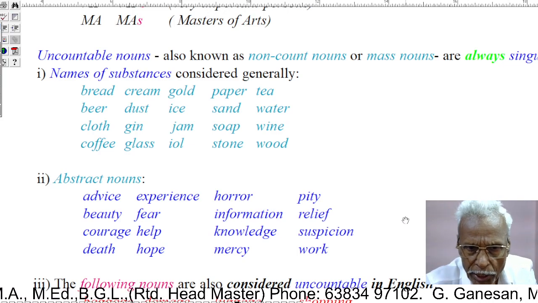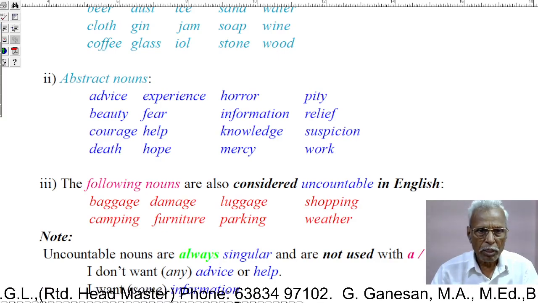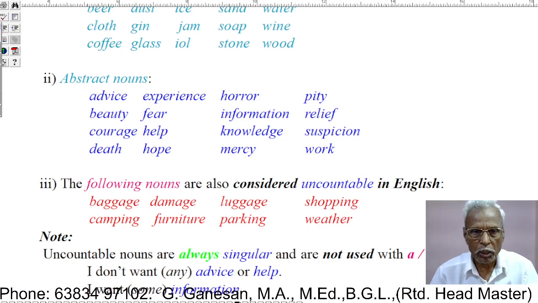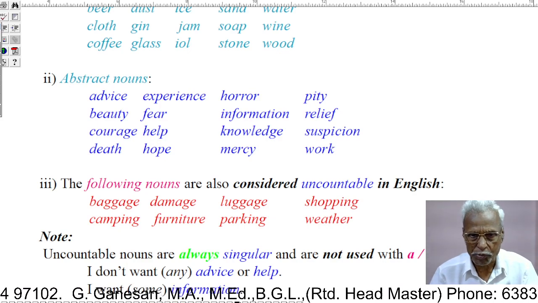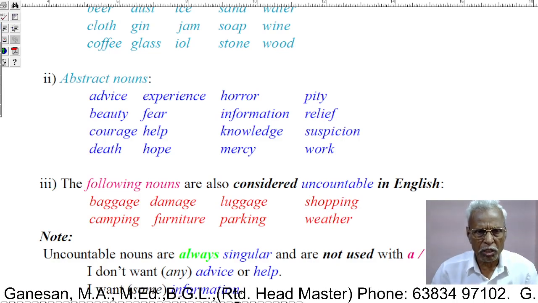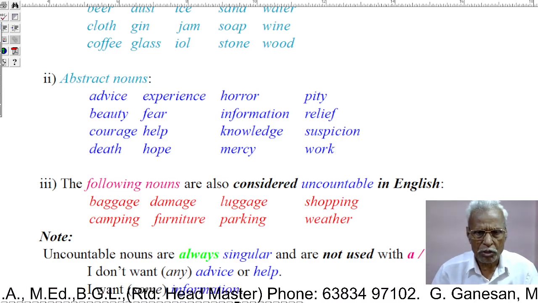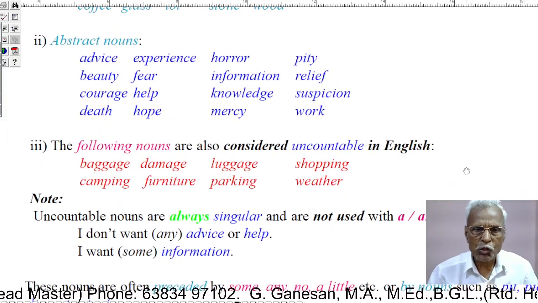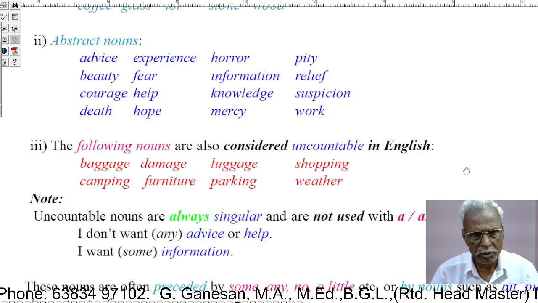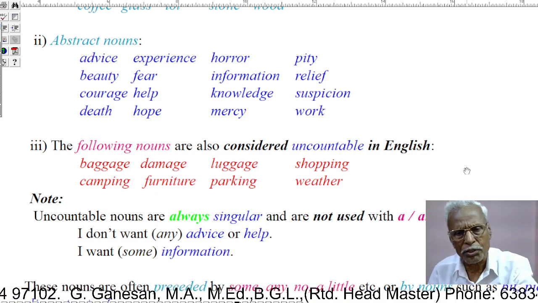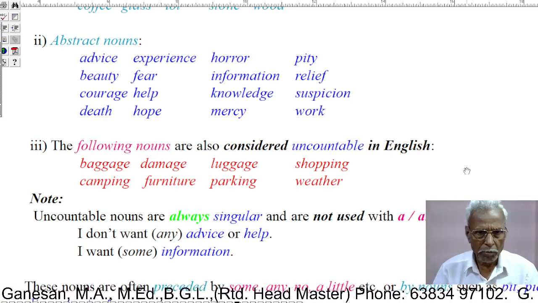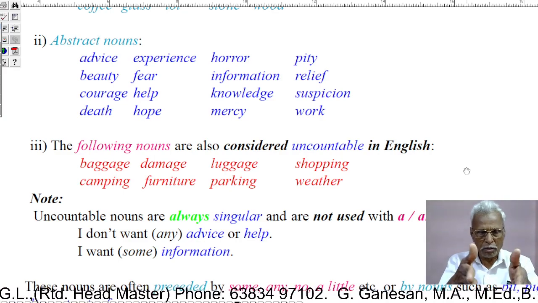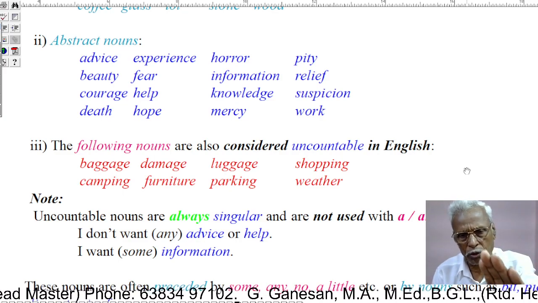Then abstract nouns: advice, beauty, courage, death, experience, fear, help, hope, horror, information, knowledge, mercy, pity, relief, suspicion, work. These are common uncountable nouns. They are treated as singular. The following nouns are also considered uncountable in English, so they are treated as singular: baggage, camping, damage, furniture, luggage, shopping, parking, and weather. They should be treated as singular.